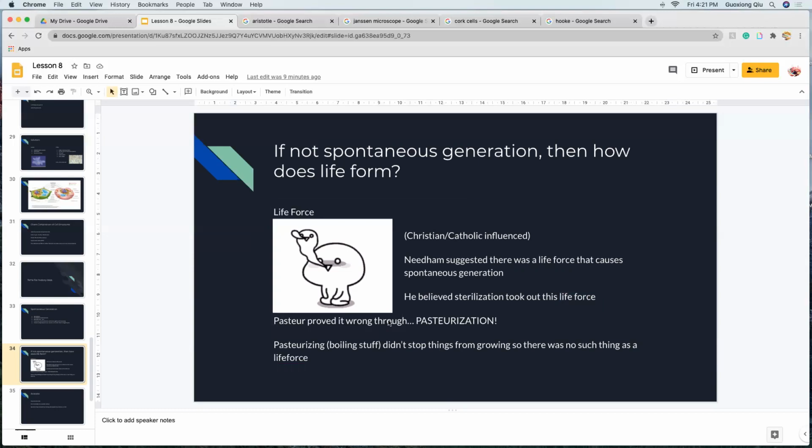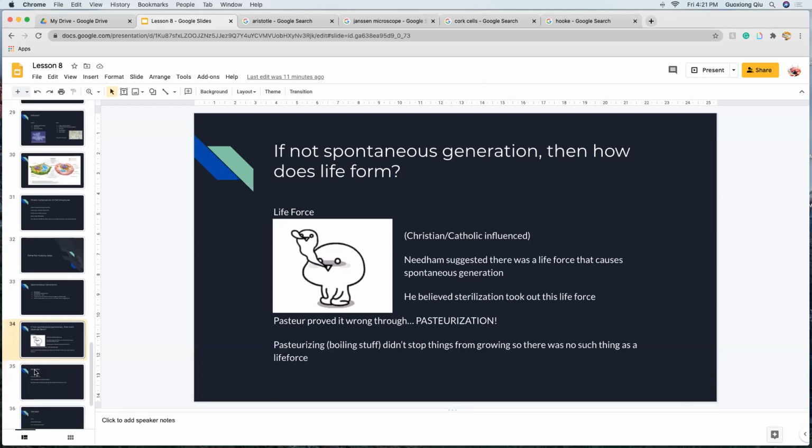Pasteurizing, also known as boiling stuff, when you pasteurize something, it didn't stop things from growing in there. So if you boiled milk and then left it out for a few days, mold. Does mold grow on milk? I don't know. You get my idea. Let's say mold grows on milk after you boiled it and left it out, mold will still start growing on the milk. So boiling stuff, or sterilization, didn't stop things from growing, so there is no such thing as a life force.